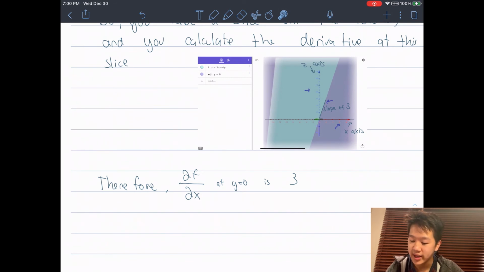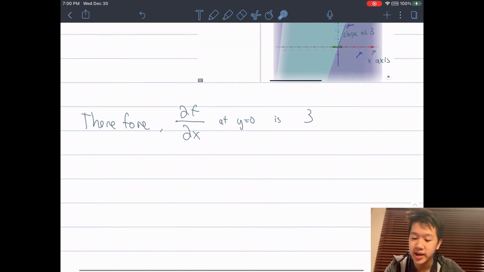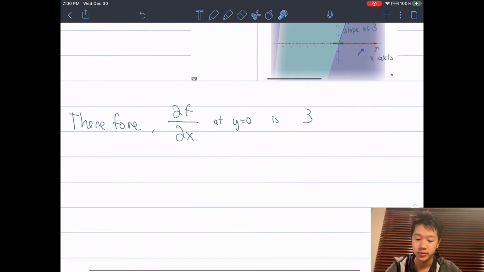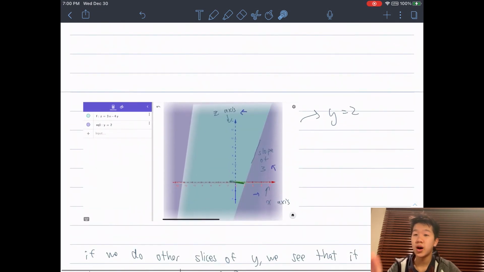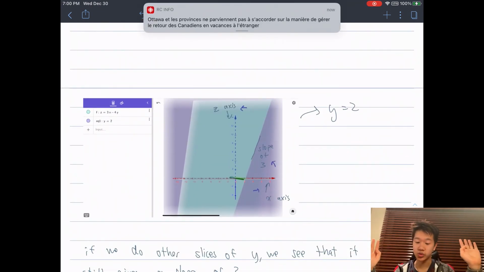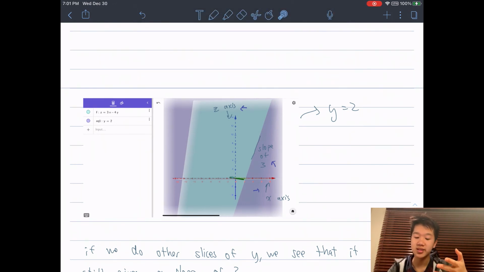Where this is the x-axis and this is the z-axis. So if you do other slices, you can do as many slices as you want, and you'll see that it will always give us a slope of 3. Thus, del f over del x is equal to 3.